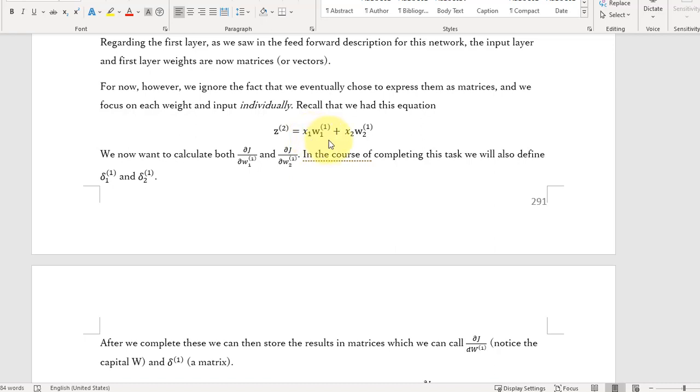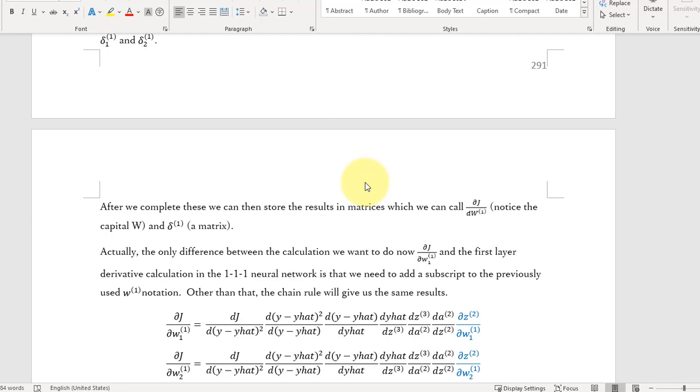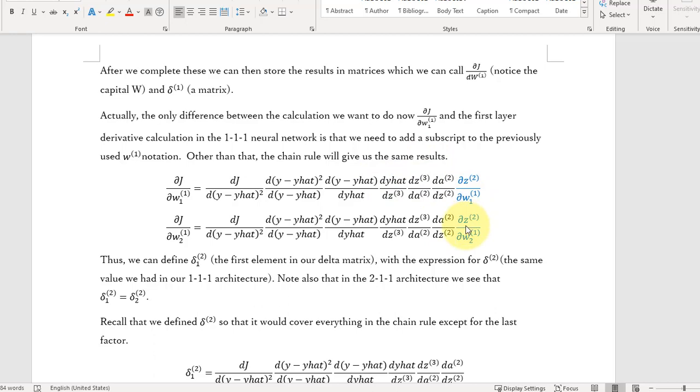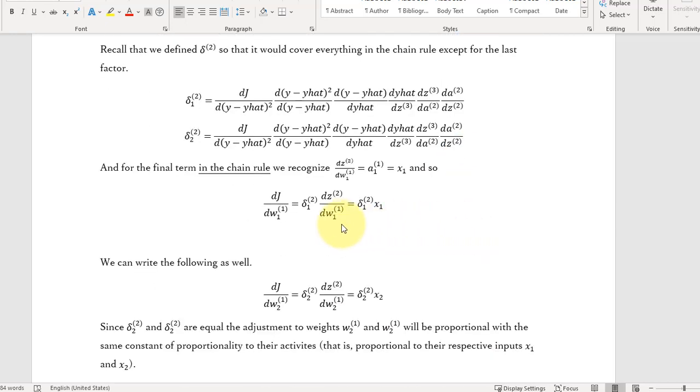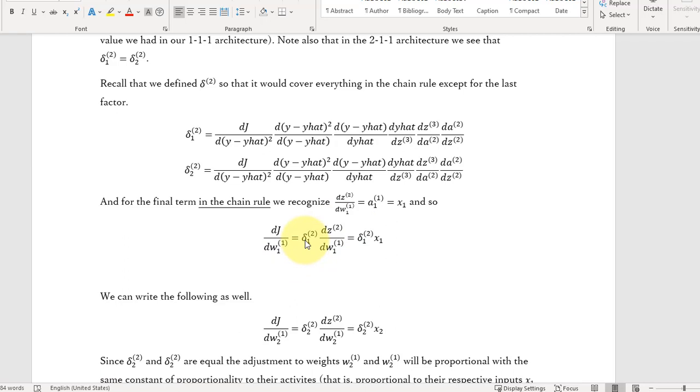And then if we want the derivative with respect to w12, there's no w12 here, so this is going to be 0, and all we're going to be left with is x2. So the answers to the two partials at the end are going to be x1 and x2. Then if we're using the delta notation, we can say it's this times this, but this is x1. So it's delta 2,1 x1, and this one is going to be delta 2,2 x2.